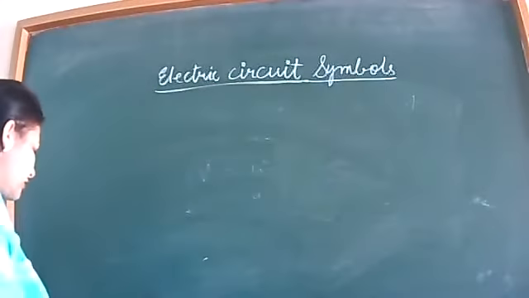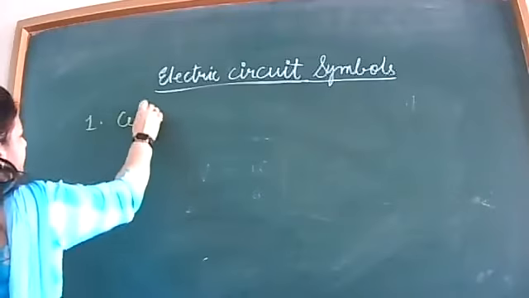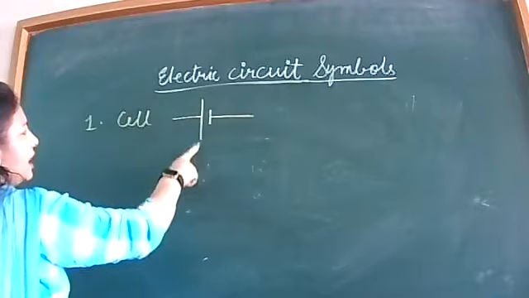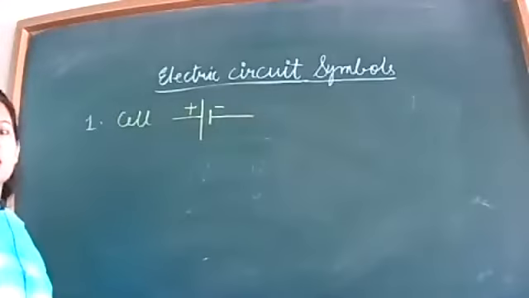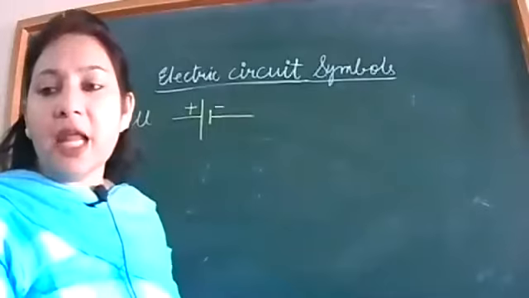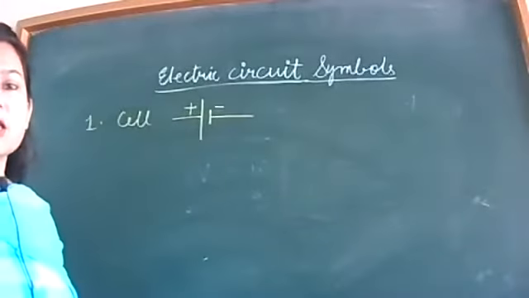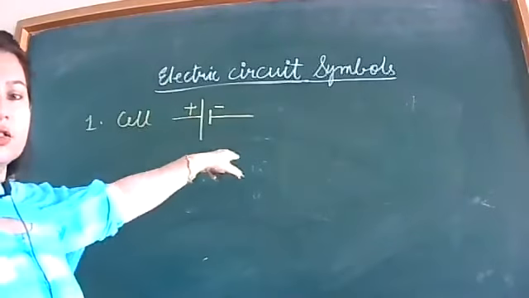Right. So the first symbol is an electric cell. You are already familiar, I think. One longer line, one shorter line. The longer line represents the positive terminal and the shorter line represents the negative terminal of a cell or battery. So this is the symbol for a cell, a longer line and a shorter line.